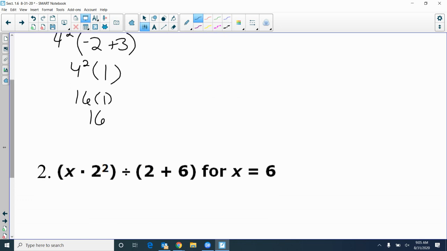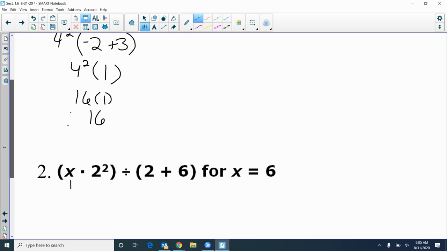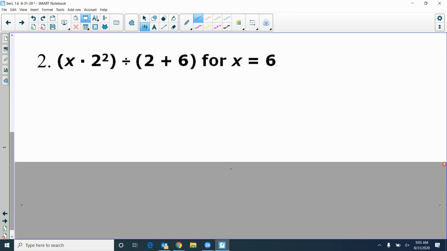Number 2. All right, again, it gives me the value of x. Okay, so I want to plug that in. So I'm going to rewrite everything. I have 6. Oop, that's going to happen all year. Still not sure why. 6 times 2 squared divided by 2 plus 6.